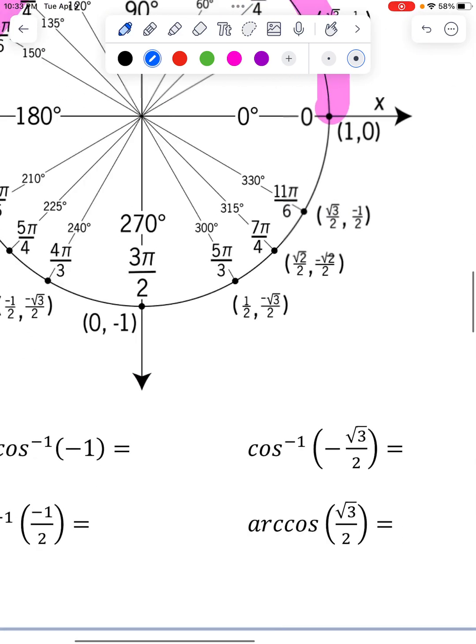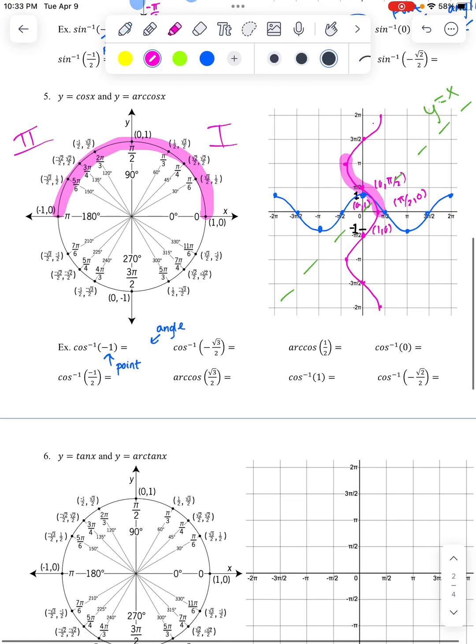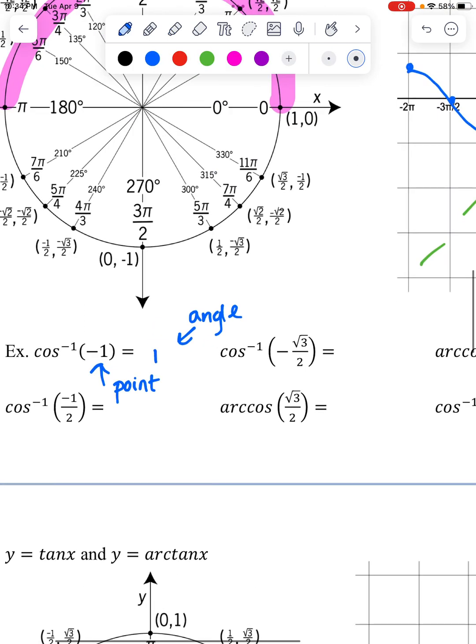Inverse cosine of negative 1. Okay, input point, output angle. So in the first and the second quadrant, I want to look to see where cosine equals negative 1, and that's right here. So my answer would be pi.